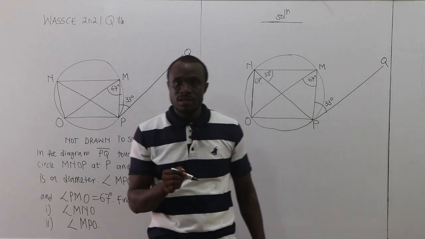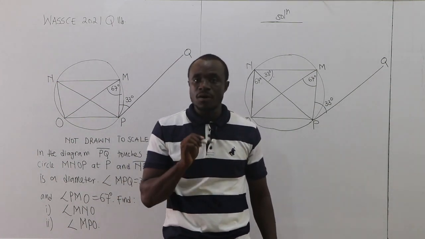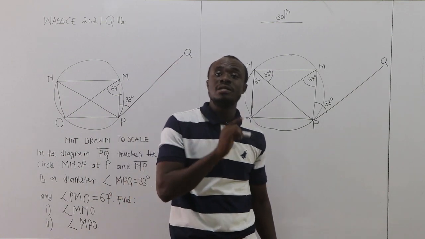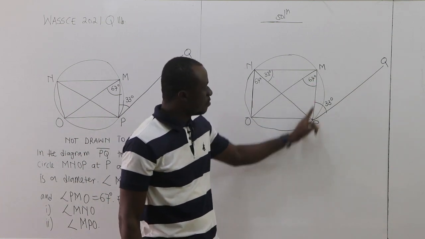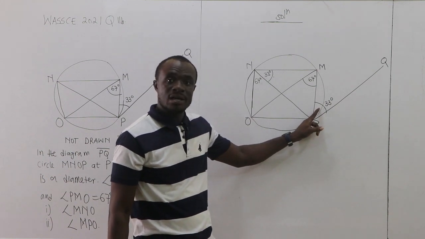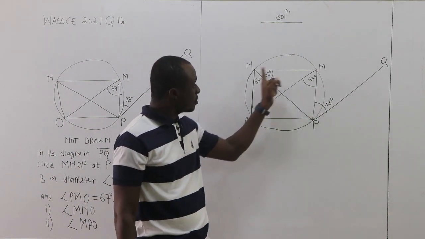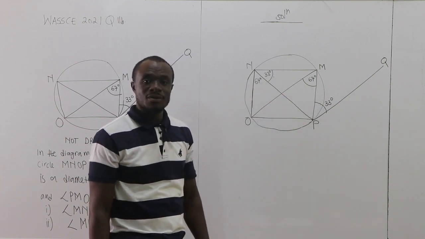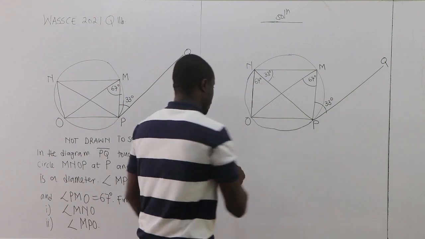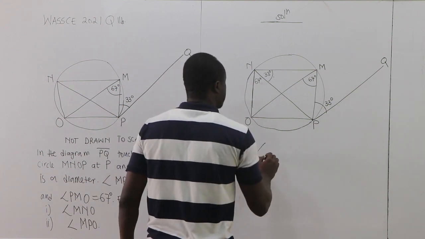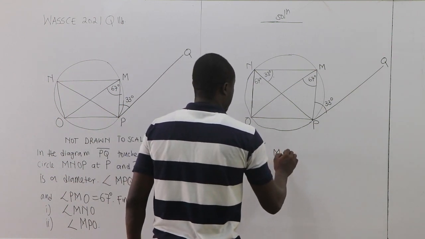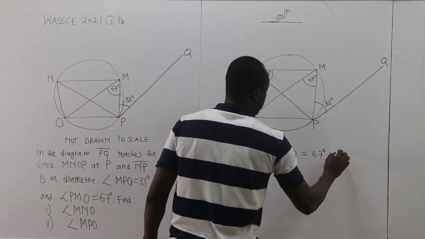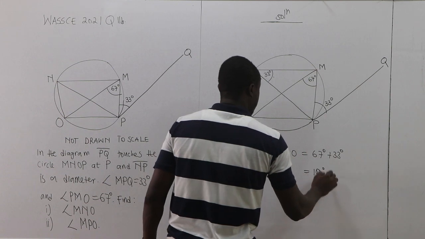Why are we saying that? The property says the angle a chord and a tangent make is equal to the angle the chord makes in the alternate segment. Now this chord is making an angle at the minor segment, but the alternate one is the major segment. So if there's 33, the angle here is also 33. Therefore, MNO is just 67 degrees plus 33 degrees, and this is just 100 degrees.